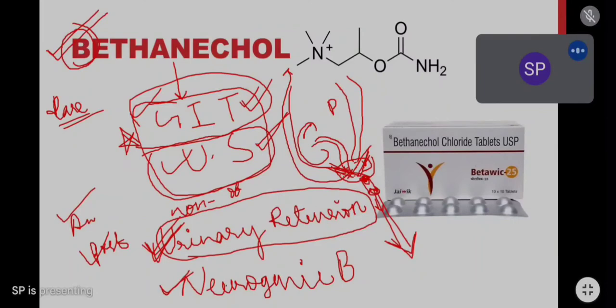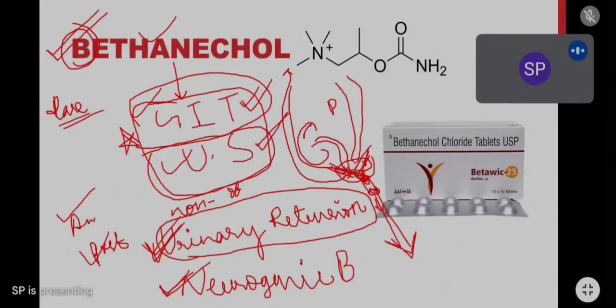So remember, bethanechol is for neurogenic bladder conditions and non-obstructive urinary retention. Here it is obstructive urinary retention: a stone is obstructing the bladder or somewhere in the urinary system. In that case, if you go with bethanechol, it will cause severe cramps in the bladder, and there will be a lot of trouble for the patient then.